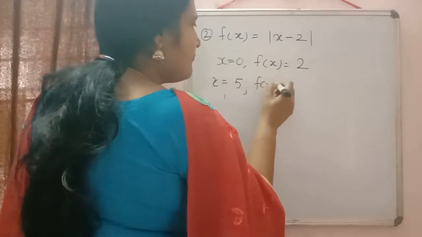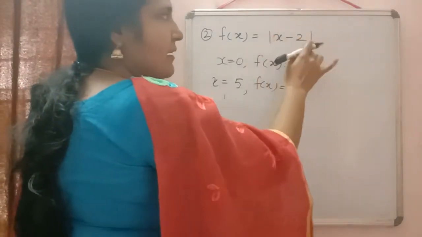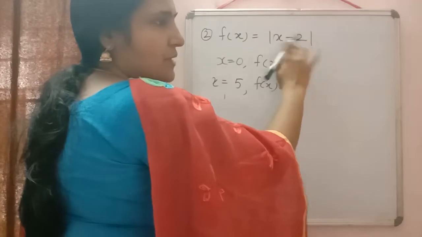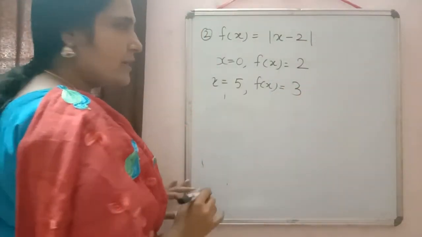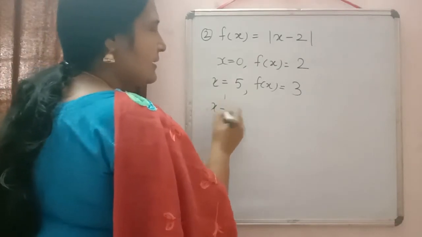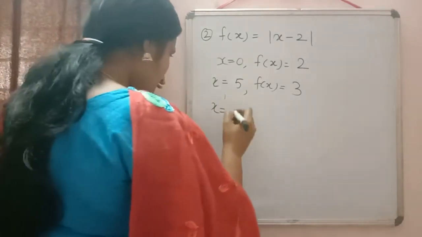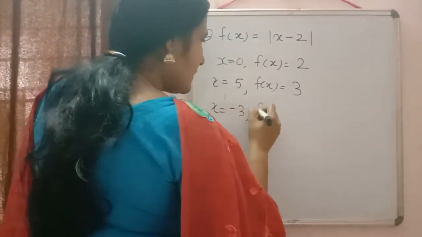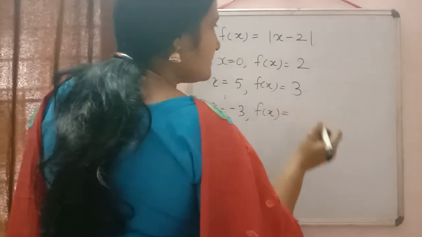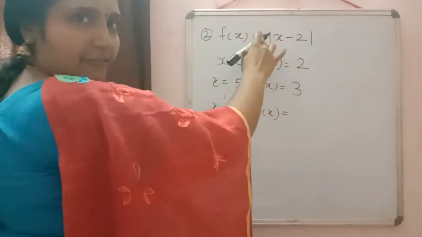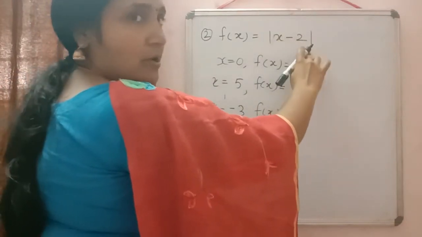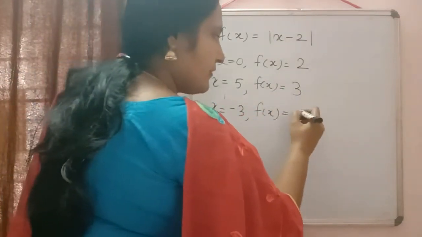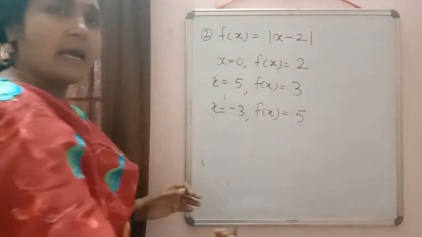Then what will come? f of x is equal to modulus of 5 minus 2, and 5 minus 2 is 3. Already it is positive, so you have to write the positive value. Take any other value. Suppose x is equal to minus 3. Then f of x is equal to modulus of minus 3 minus 2, so that will be equal to modulus of minus 5, and modulus of minus 5 is plus 5.